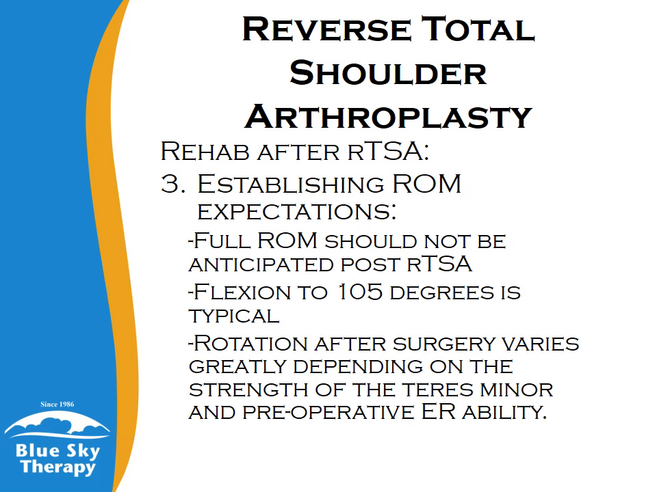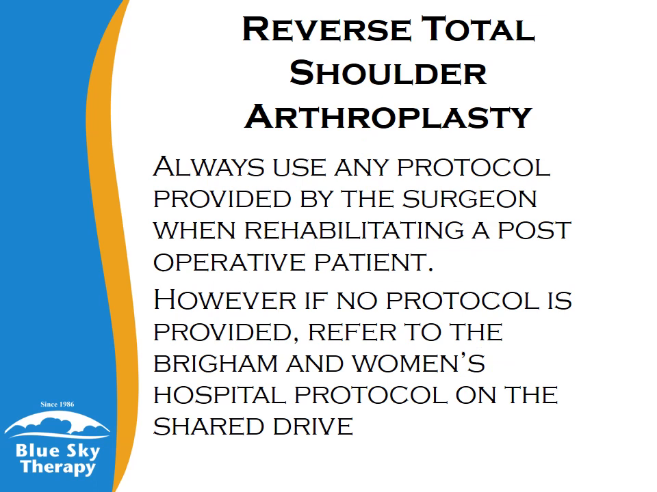Establishing range of motion expectations. Full range of motion should not be anticipated post-reverse surgery. Flexion to 105 degrees is typical. Rotation after surgery varies greatly depending on the strength of the teres minor and the preoperative external rotation abilities. Always use any protocol provided by the surgeon when rehabilitating a postoperative patient. However, if no protocol is provided, you can refer to the Brigham and Women's Hospital protocol on the shared drive.